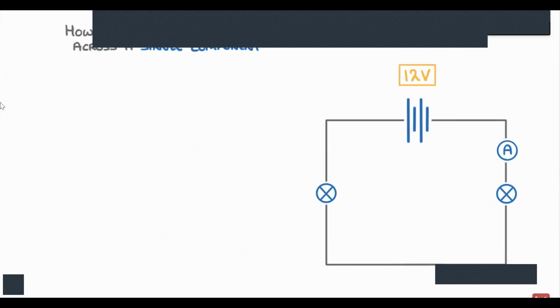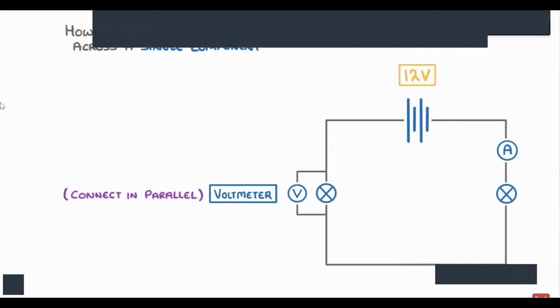Or if you don't like maths, the final way we can find the voltage is just to use a voltmeter, which we connect in parallel across the component we're looking at. So this one would give us a reading of 8 volts. Even though voltmeters are in parallel, we'd still treat the overall circuit as being series.